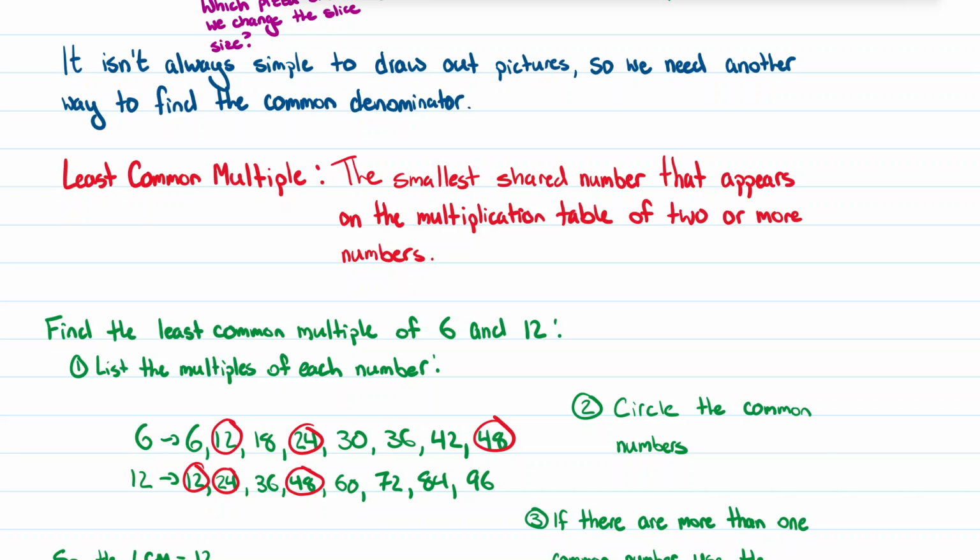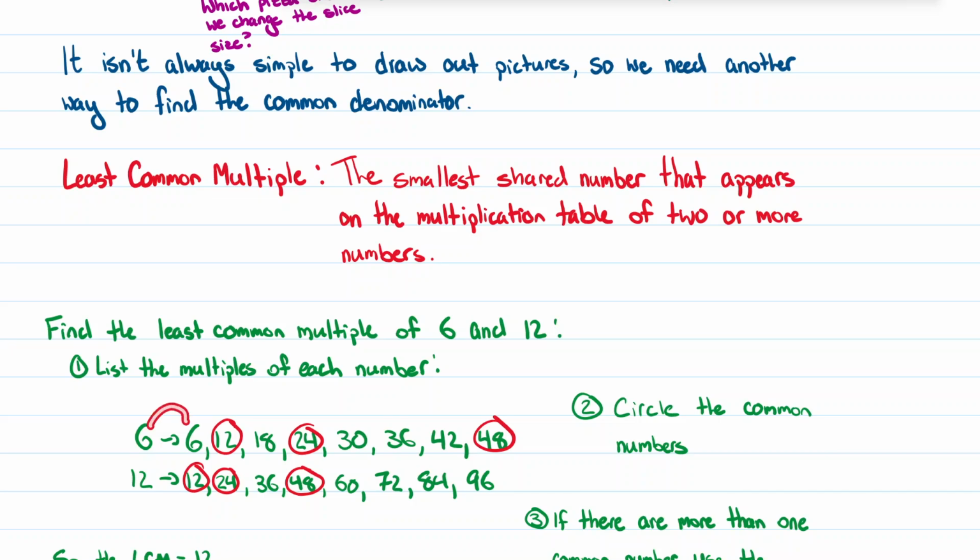So if we're finding the least common multiple between 6 and 12, we're going to write out all of the multiples of 6 and all of the multiples of 12. The multiples of 6 include 6, 12, 18, 24, 30, 36, 42, and 48. A multiple is a number that when you divide it by the main number, you get a whole number back. 6 divided by 6 is going to be 1. 12 divided by 6 is going to be 2. 18 divided by 6 is going to be 3. You can also work the other way with that.